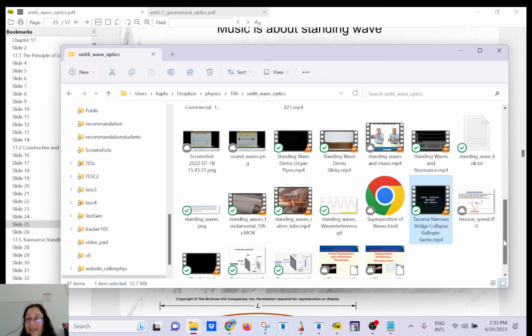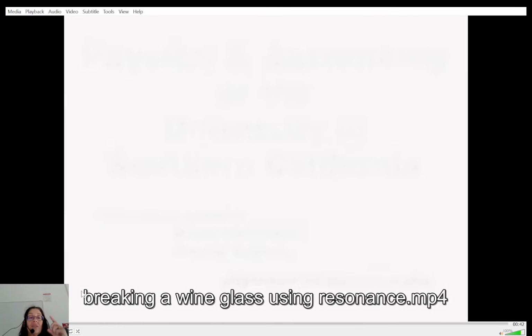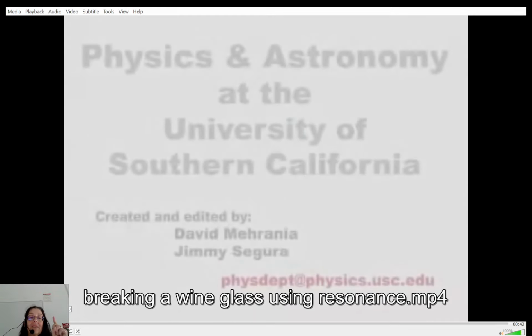It turns out that, for example, if you have enough voice, if you have the right amplitude, and you sing at a single frequency, the resonance frequency of a glass, there has to be crystal.